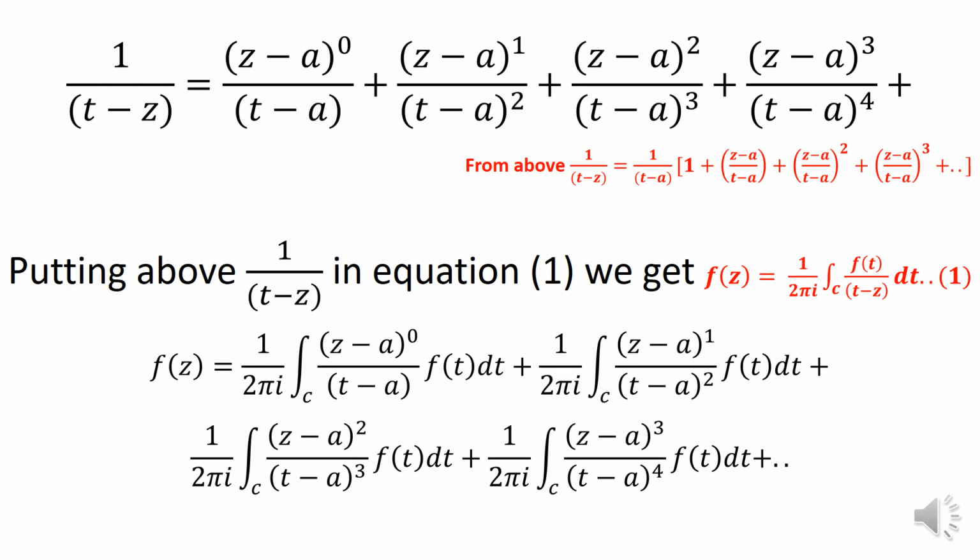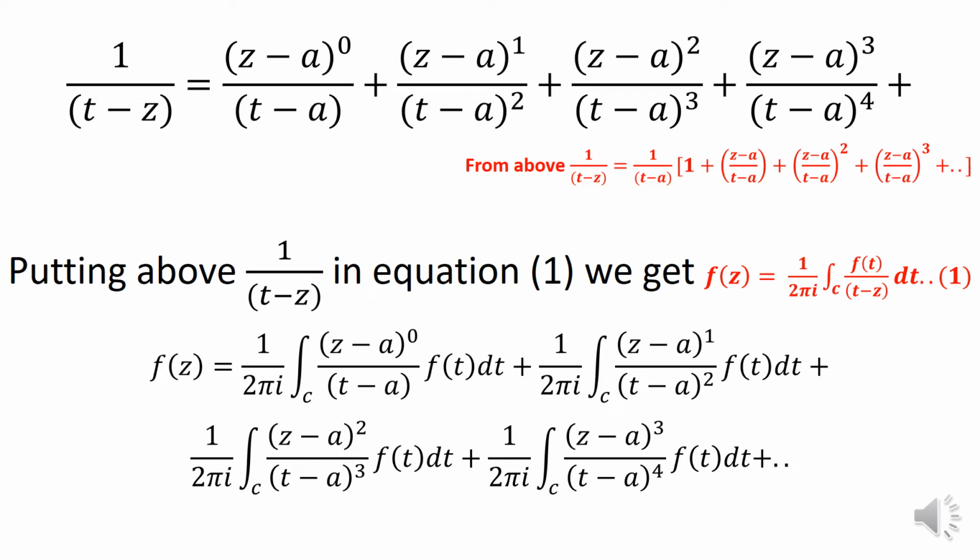f(z) equal to 1 by 2 pi i, the same thing, right? Then f(t) divided by (t minus z). So this value of 1 by (t minus z) I will put here. What will be the answer? 1 by 2 pi i, (z minus a) to the power 0 divided by (t minus a) into f(t) dt, right?